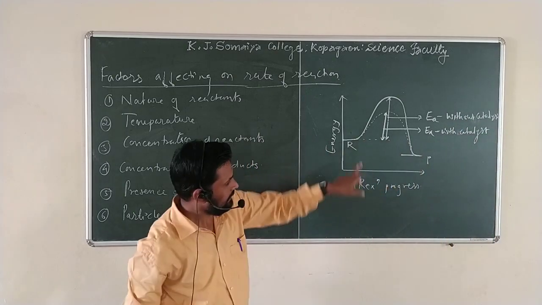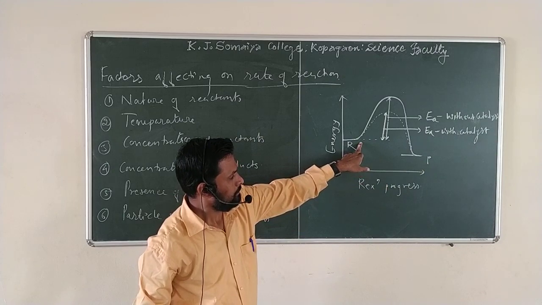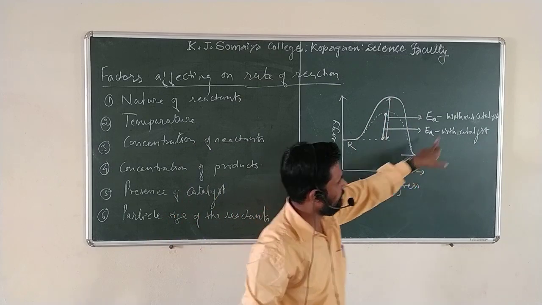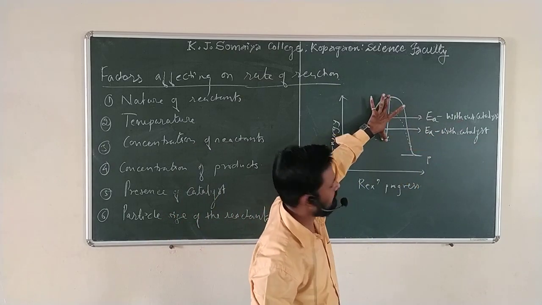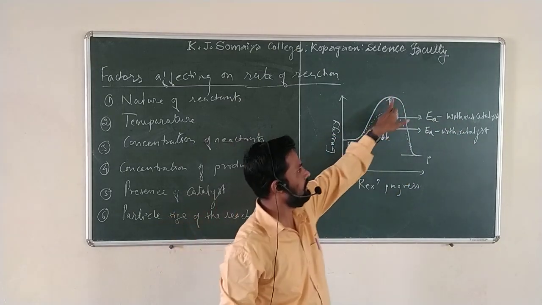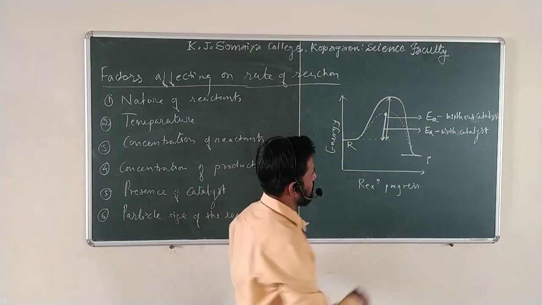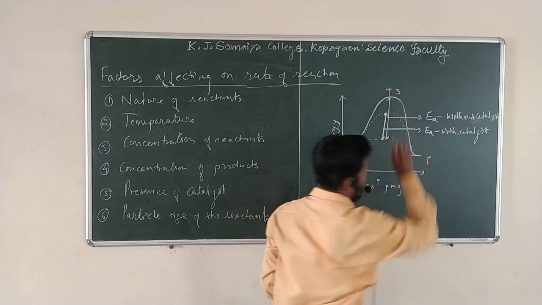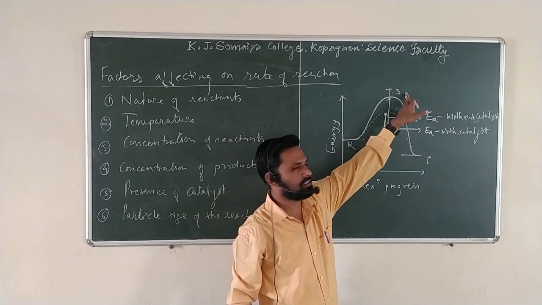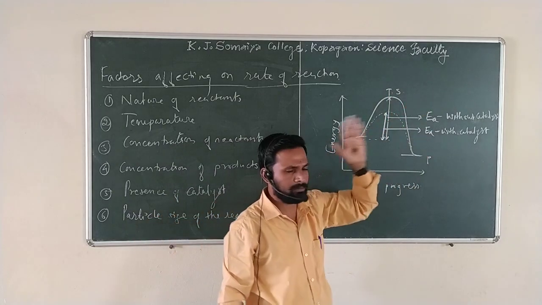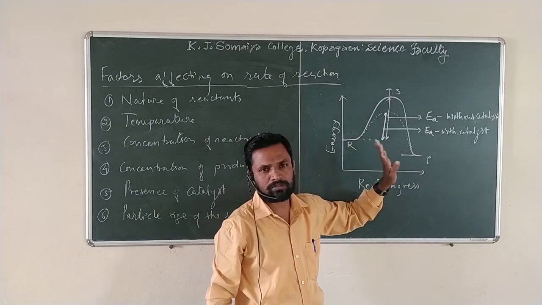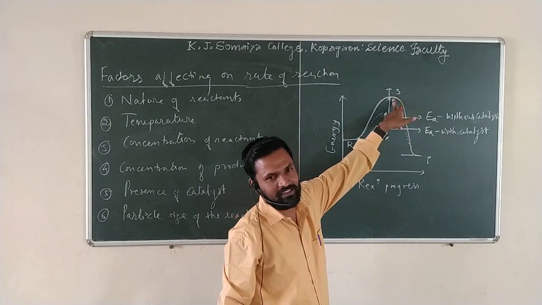Definitely we can observe here, when we perform a chemical reaction from reactants to products without catalyst, the energy of activation is high. It means you require more energy to bring the reactant molecules to the activated complex, or transition state. Once the transition state is reached, the breakup of the transition state molecules forms the product. But you require energy from this place to this place.